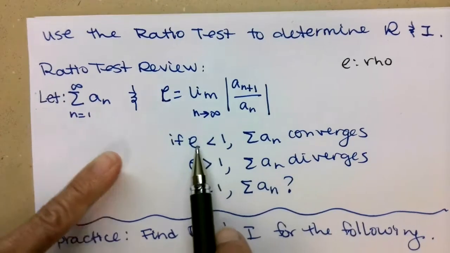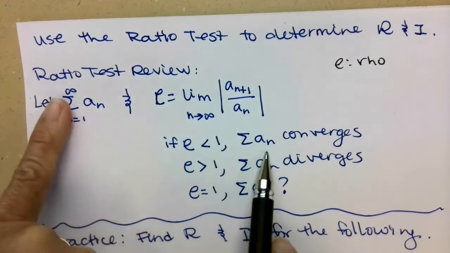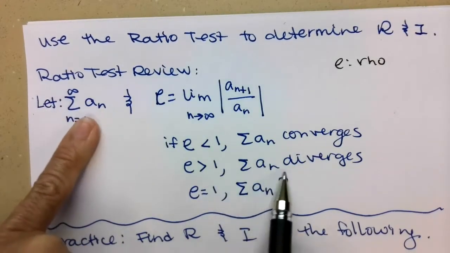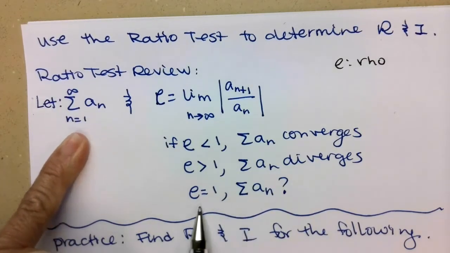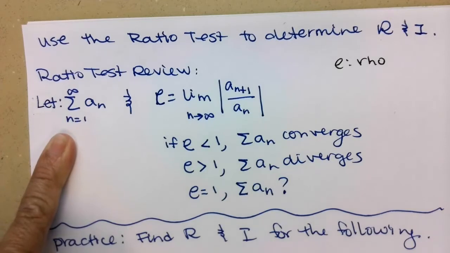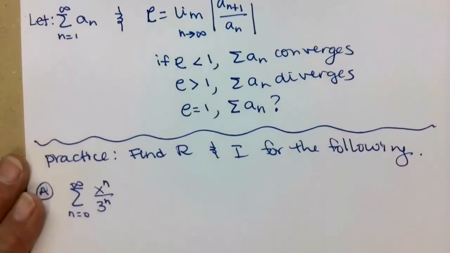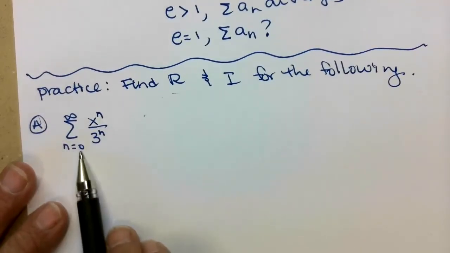Right? And then remember, if rho is less than 1, then your series converges. If rho is greater than 1, your series diverges. And if rho equals 1, well, we don't know. Those are the endpoints that we're going to be checking. Okay, so let's go ahead and practice. I have 3 examples. So let's find r and I for the following series.